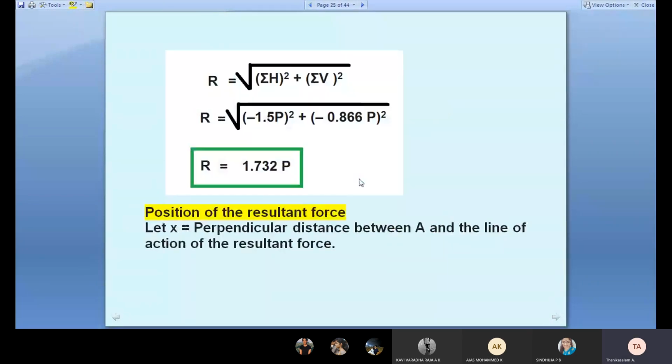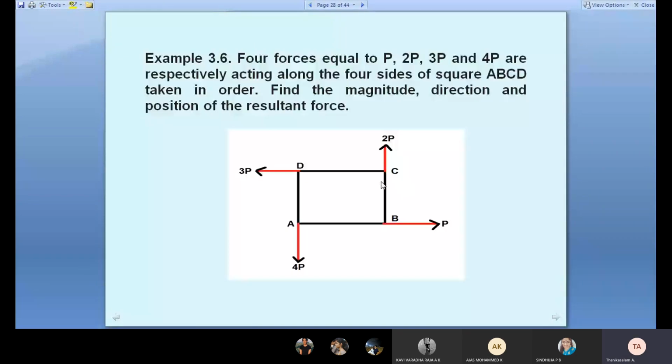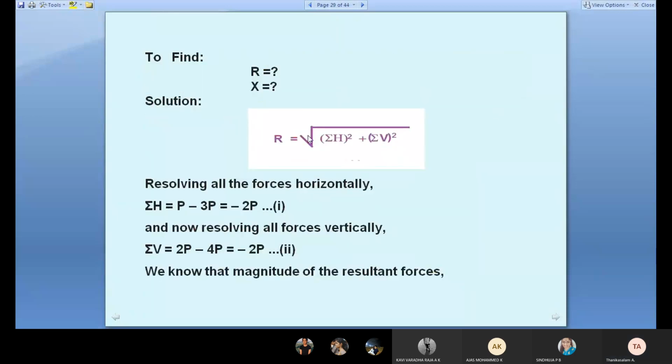Similarly, this one is a square. Square means all four sides are equal. So the forces act along the four sides of the square ABCD. AB is the first side, P is acting. BC is the second side, 2P is acting. CD is the third side, 3P is acting. DA is the fourth side, 4P is acting. That's why I marked it. We want the magnitude, direction, and position of the resultant. We know the resultant R equals the square root of summation H square plus summation V square. Summation H equals, what are the horizontal forces?